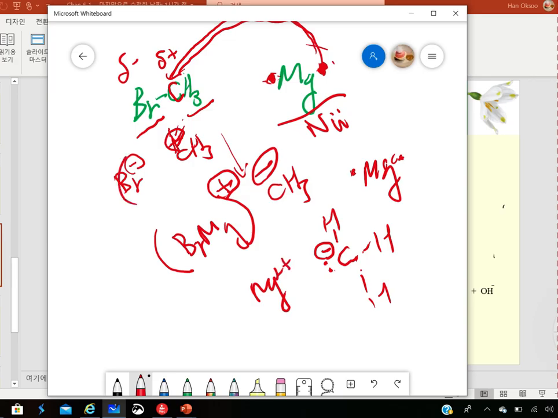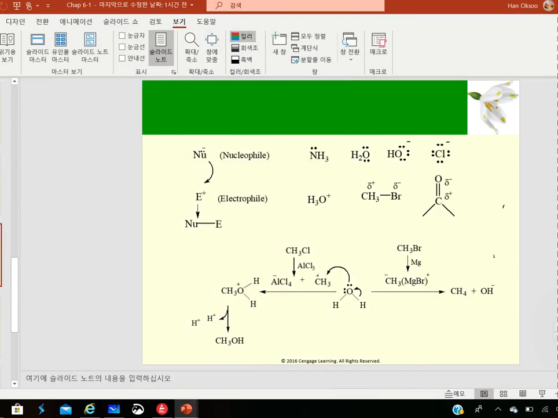But the Br minus has minus one charge, so it will combine with Br minus, and actually MgBr will be like a one. Okay, this is minus one, MgBr is plus one. That's why you have a CH3 minus MgBr plus like this.